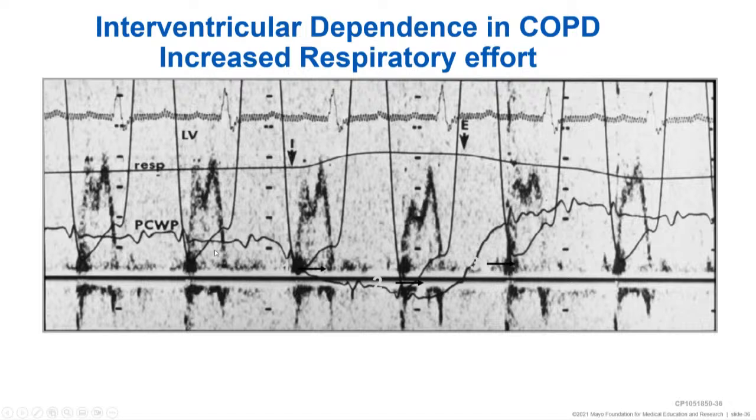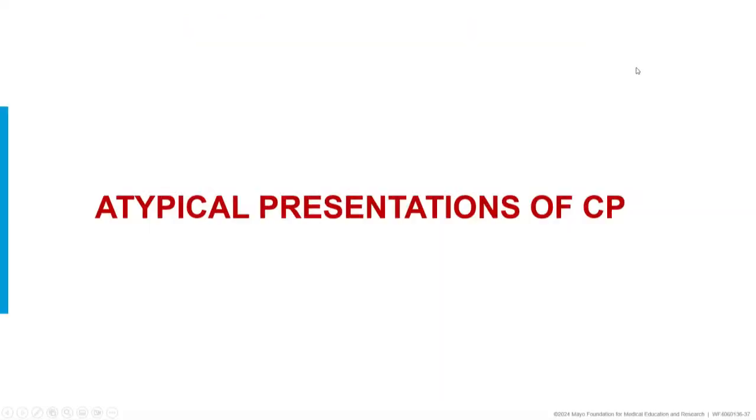So because the wedge pressure changes are too much for the heart to accommodate. So there's a main reason that patients with COPD develop pulsus paradoxus or interventricular dependence. So let me just show you a few other presentations.